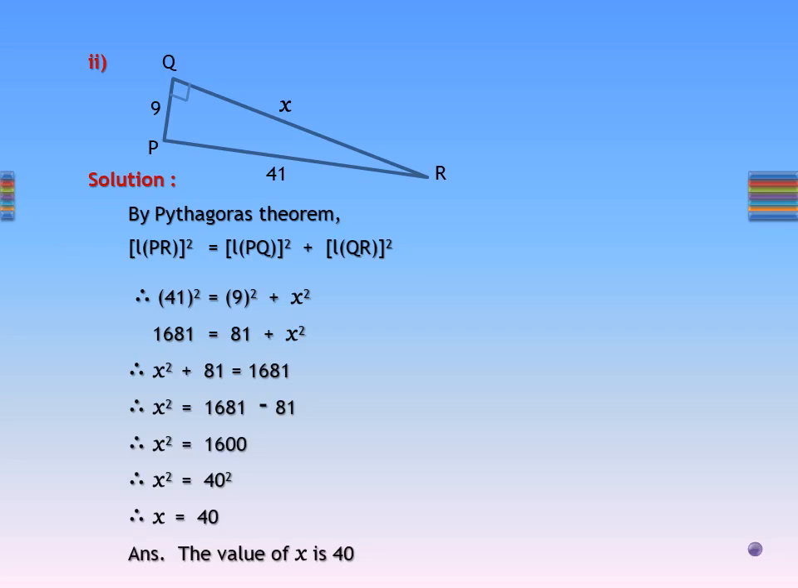Now we'll have to take the square of 41. That is 41 into 41, if you multiply, it comes to 1681, which equals 9 square, that is 81, plus x square.